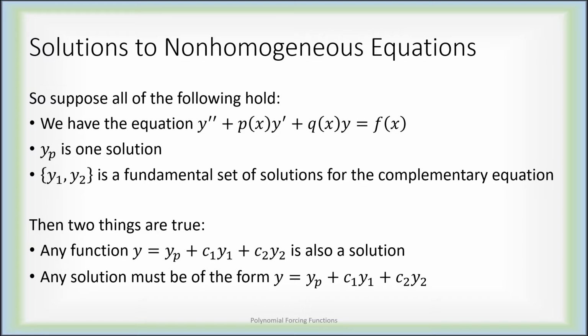In other words, having found a single solution to the inhomogeneous equation, and a fundamental set of solutions to the homogeneous one, all possible solutions are given by the particular solution we found plus all possible solutions to the associated complementary equation.